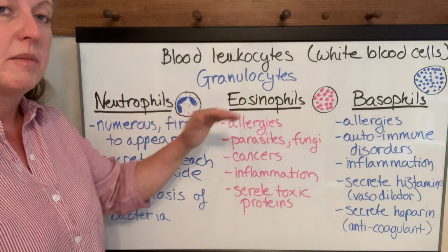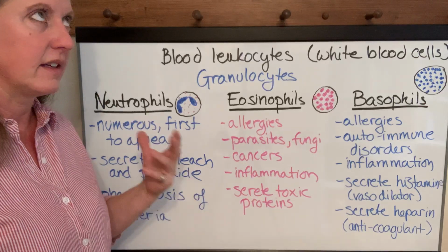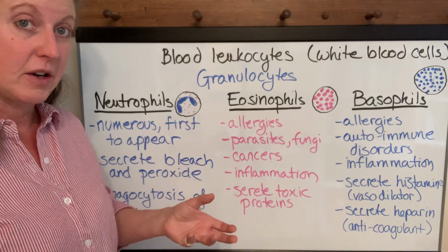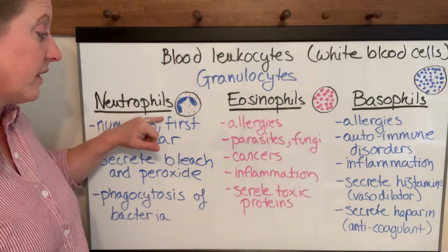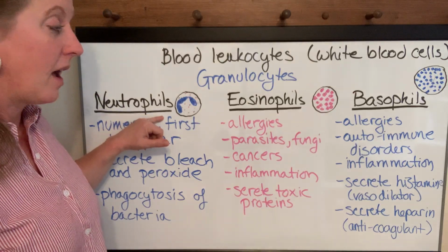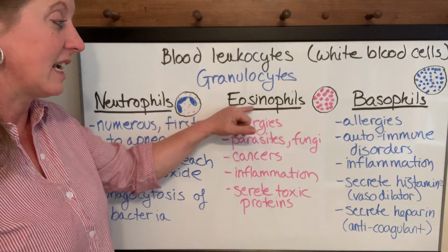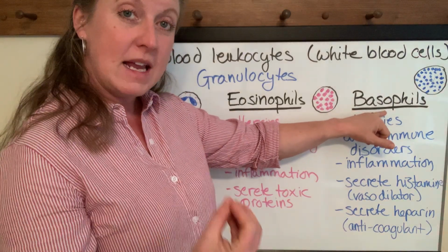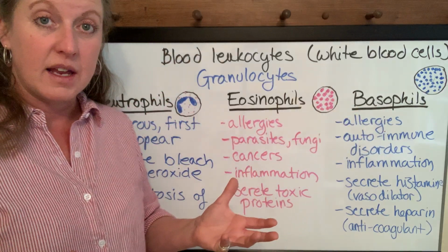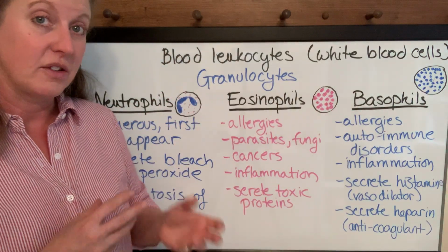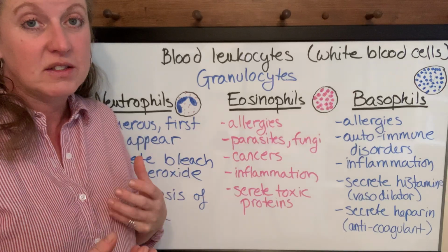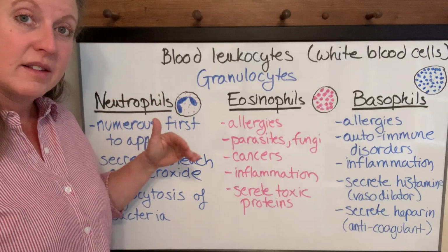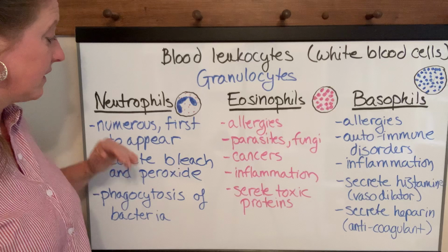These each got their name not from any particular function. This doesn't tell us anything about what it does, but it tells us how they stain when you stain a blood smear. So neutrophils stain with neutral dyes. Eosinophils tend to take up eosin, which is an acidic dye, and basophils take up a basic dye. And this was the only way that scientists who were originally studying these cells could differentiate between the cells, is just based on which dye the cells liked the most. And subsequently, scientists discovered more about their functions.